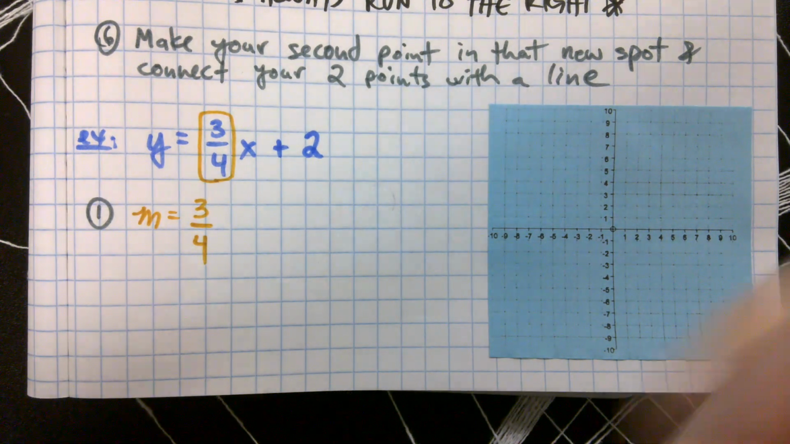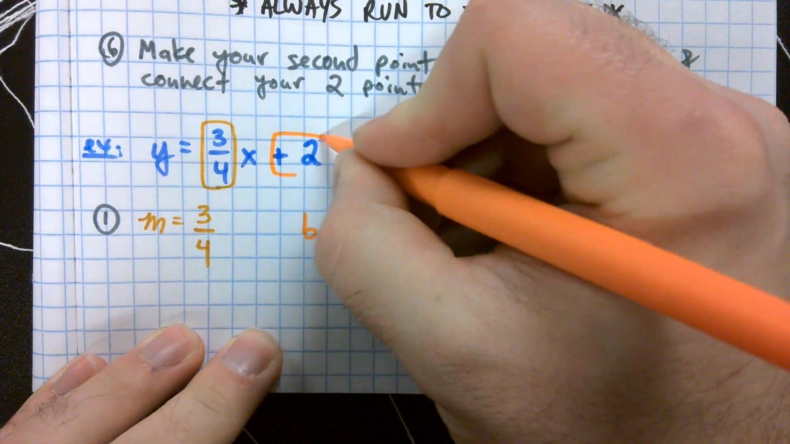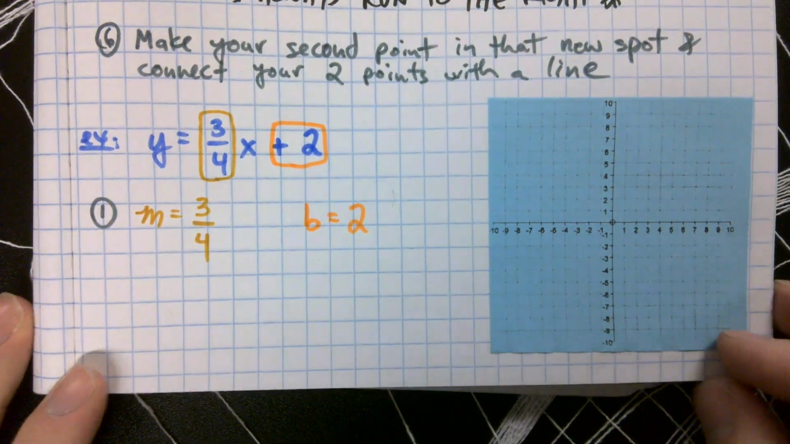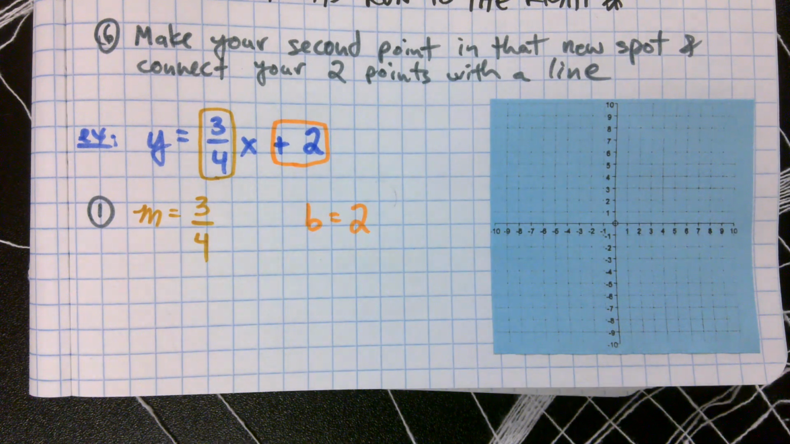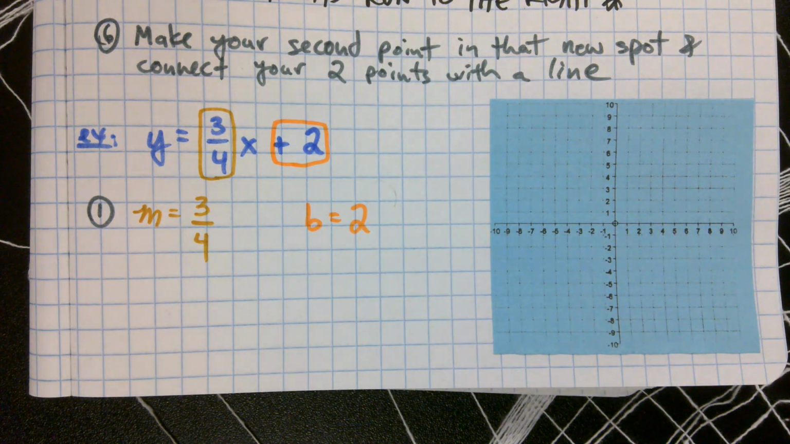Okay. What's my B in this equation? Positive 2. That's my B. On Monday, that was all we did. Identify the M, identify the B. Now we're going to use that lesson and take it a step further.